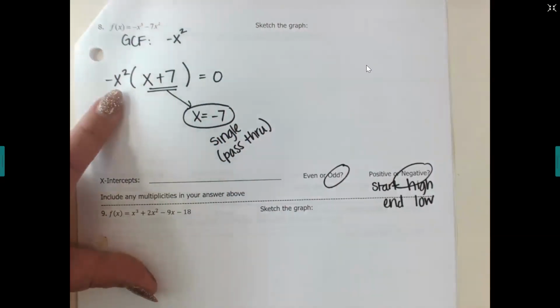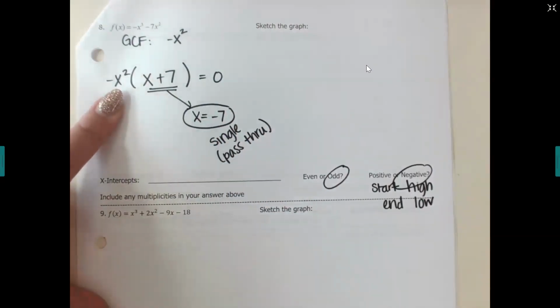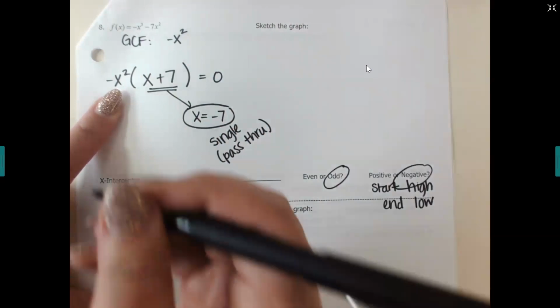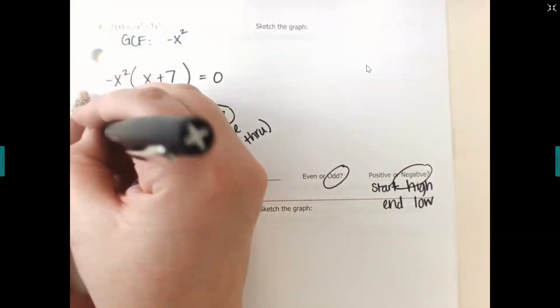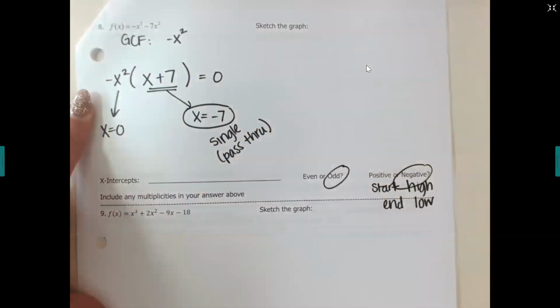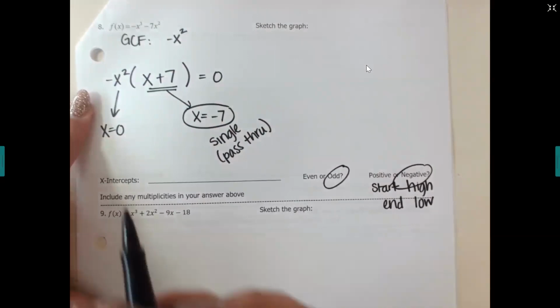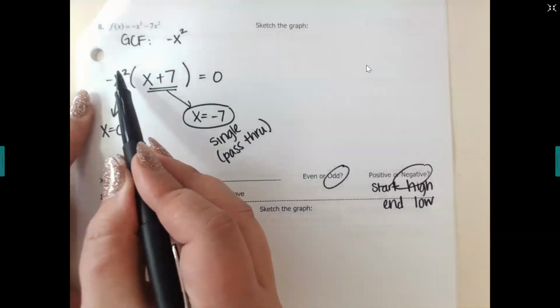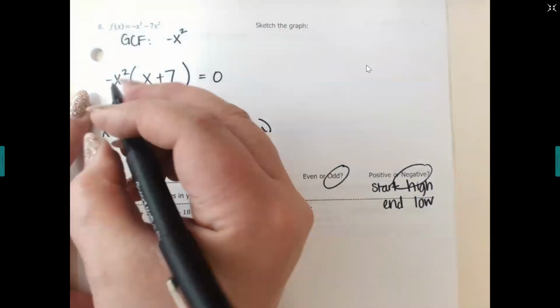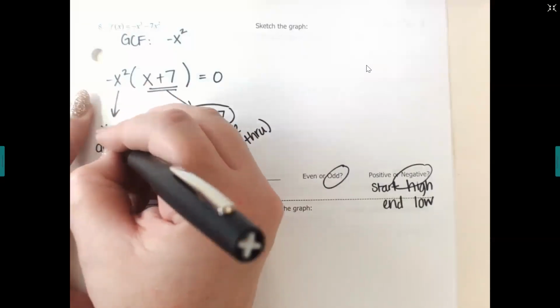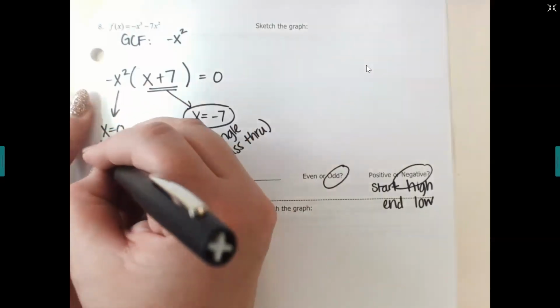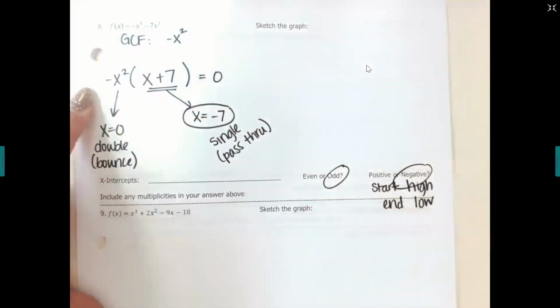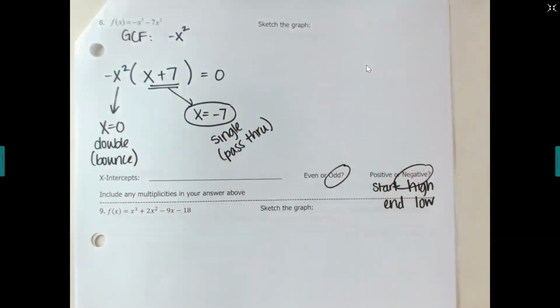Okay, and then for my x squared, if x is on the outside, what does that number go with? 0. Remember, x on the outside starts with an O. Okay, and is that a single or a double? If it's got a squared on it, that makes it a double. And what did doubles create on the graph? A bounce. Very good. Okay, so let's sketch our graph.